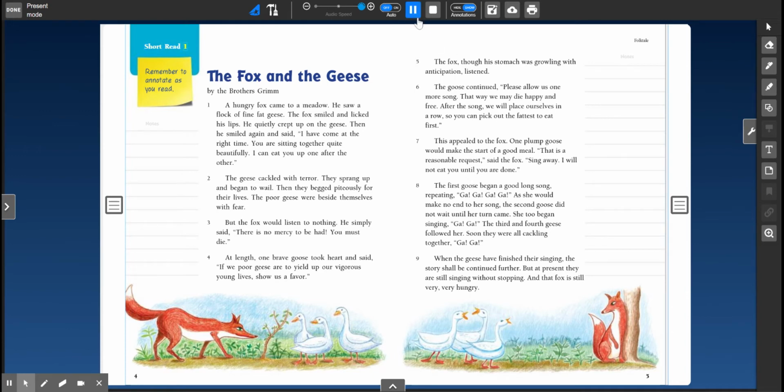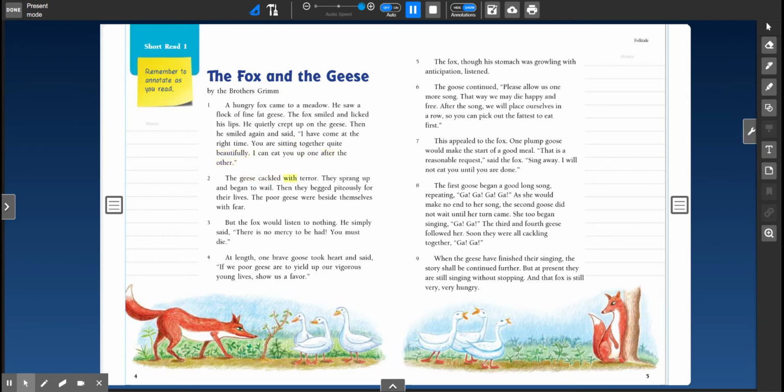Short Read 1. Remember to annotate as you read. The Fox and the Geese by the Brothers Grimm. A hungry fox came to a meadow. He saw a flock of fine, fat geese. The fox smiled and licked his lips. He quietly crept up on the geese. Then he smiled again and said, "I have come at the right time. You are sitting together quite beautifully. I can eat you up one after the other."